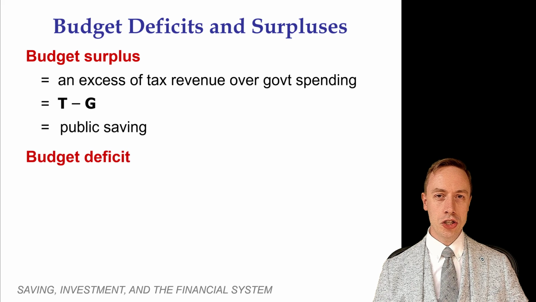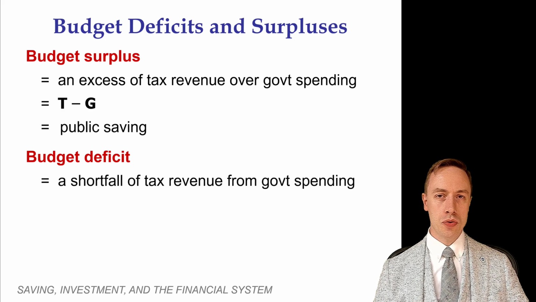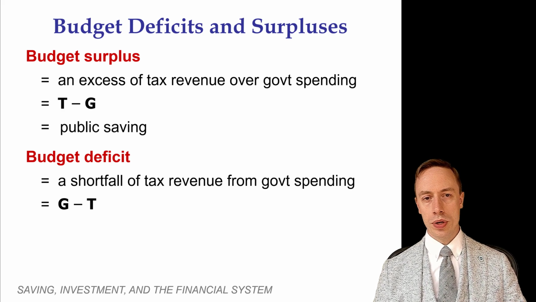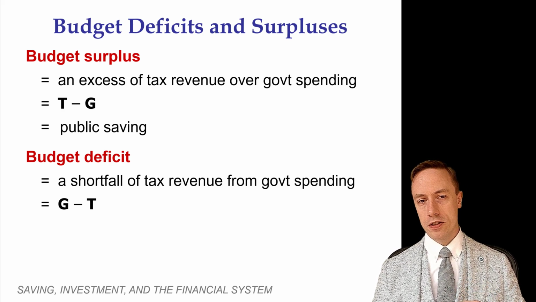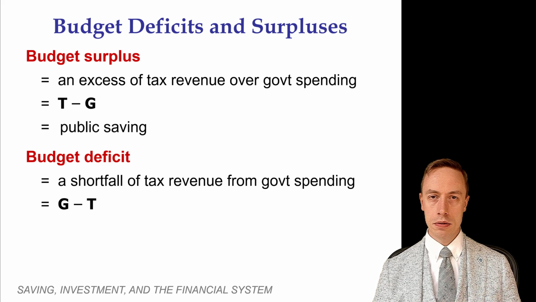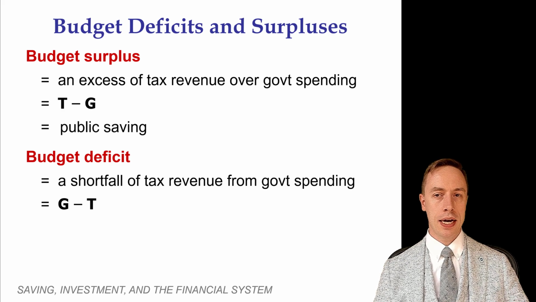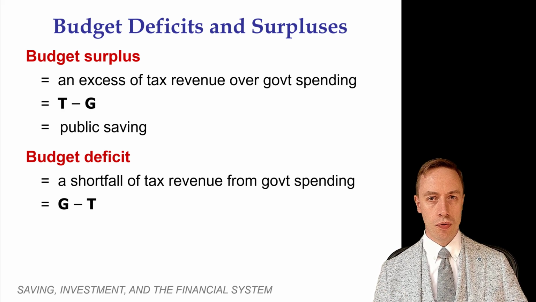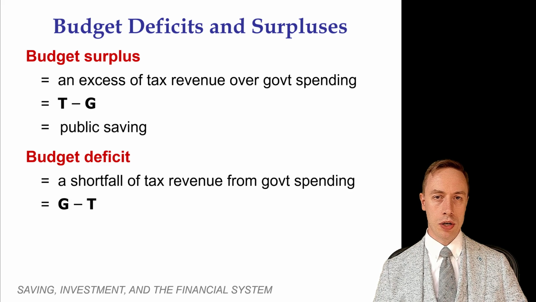The one where you have to pay attention to is the more common one, budget deficit. That's a situation where the government spends more than it takes in tax revenue. Or, using algebraic notation, a budget deficit is calculated as G minus T. So for example, if you read that there's a budget deficit of $100 billion, that could be the result of the government spending $500 billion, but only taking in $400 billion in taxes. 500 billion spending minus 400 billion taxes gives you a $100 billion deficit.